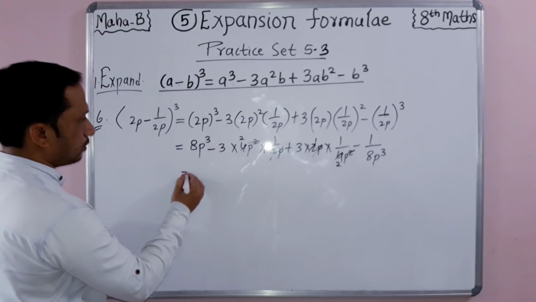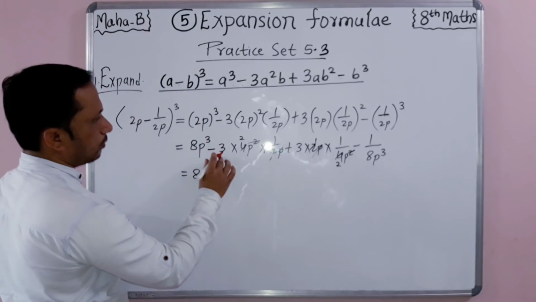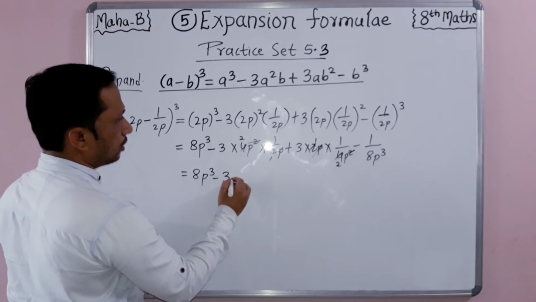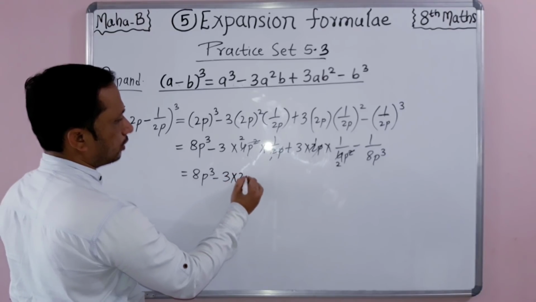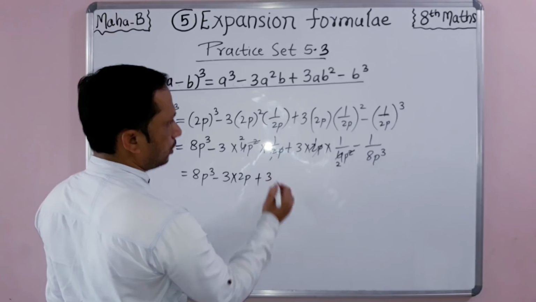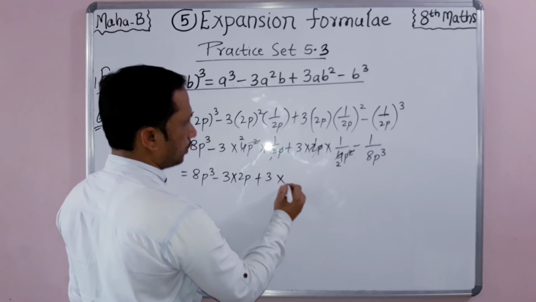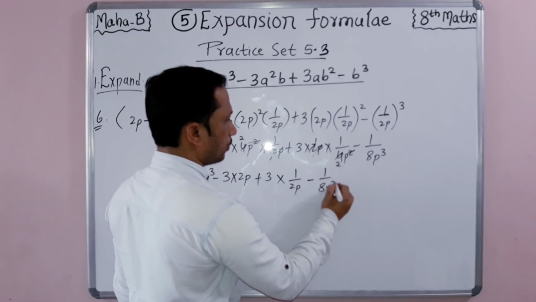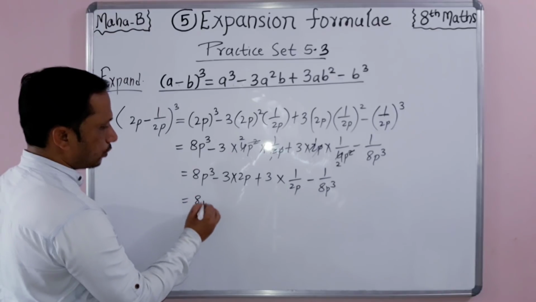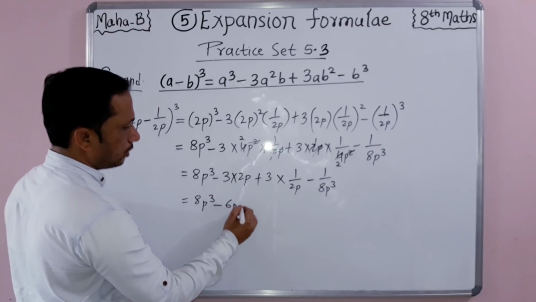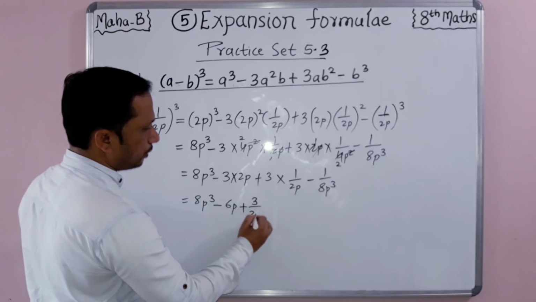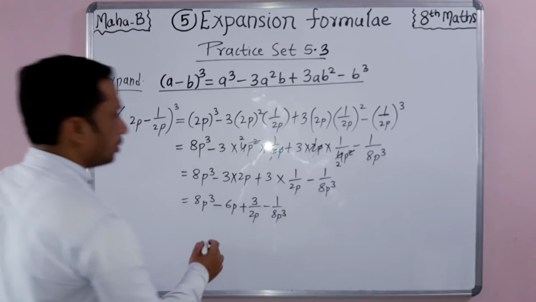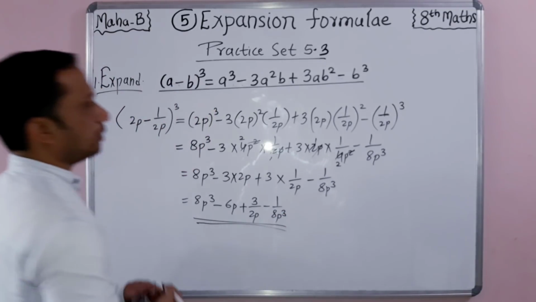Okay students, so what is remaining now? 8p cube, minus 3 into 2 and p, so minus 6p, plus 3 into 1 upon 2p, and minus 1 upon 8p cube. So now 8p cube minus 6p plus 3 upon 2p and minus 1 upon 8p cube. So this is nothing but the final solution of the given problem.